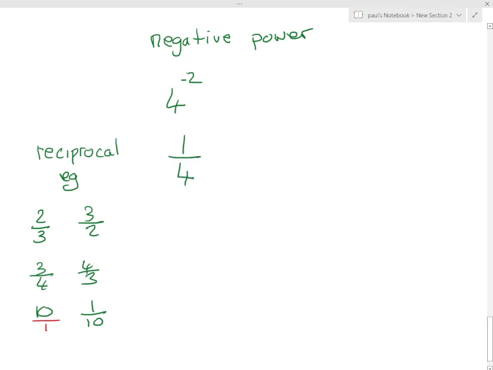So what do we do with this minus squared? The squared comes down here and we lose the negative. So 4 squared is 16, so that equals 1 over 16. So there's a negative: put 1 over and then square it out. Reciprocal, lose the negative.